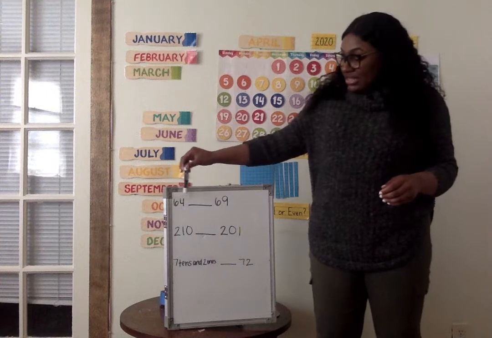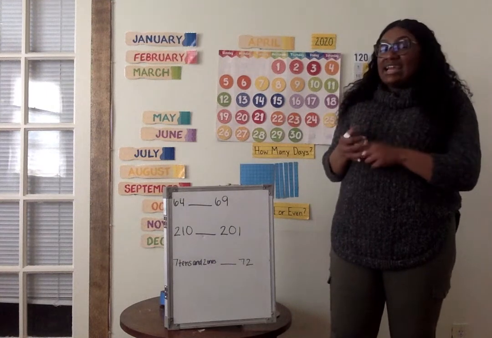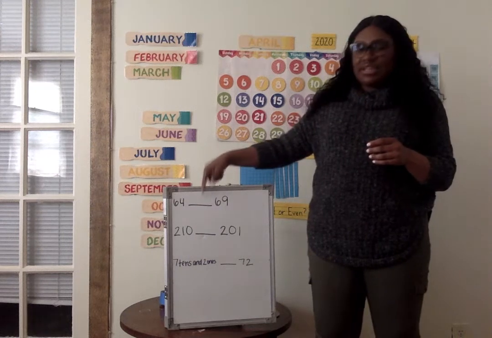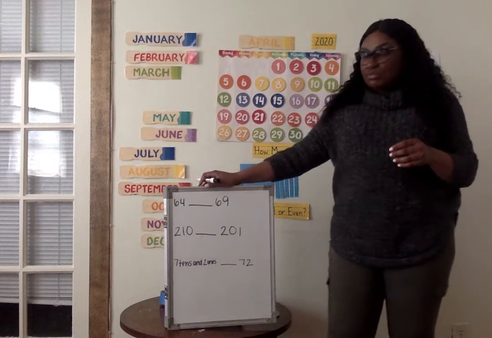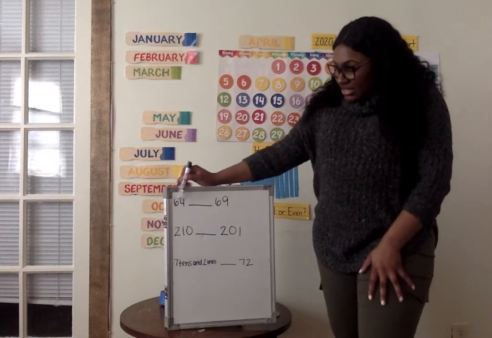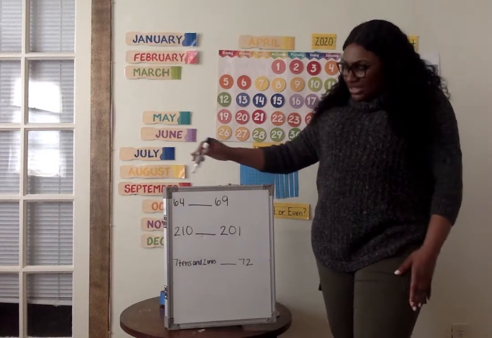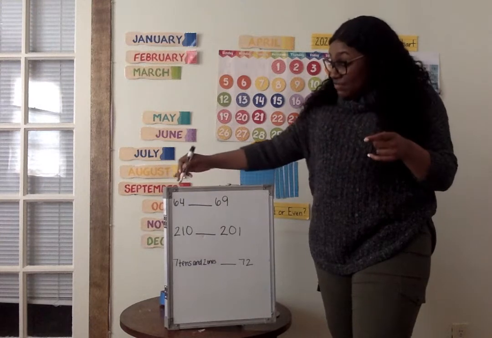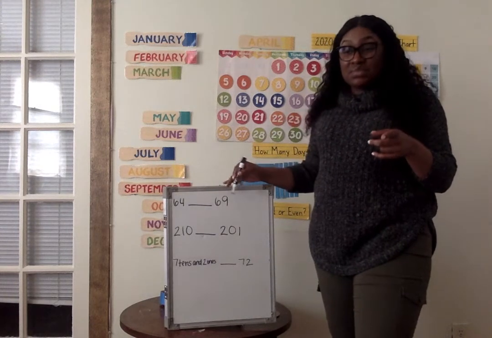We have the numbers 64 and 69. I want to figure out if I need to put greater than, less than, or equal to on this blank. So let's look at the numbers 64 and 69. What's the same about both numbers? That's right. They both have a 6 in the tens place.